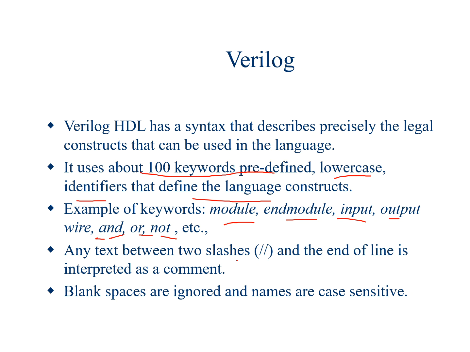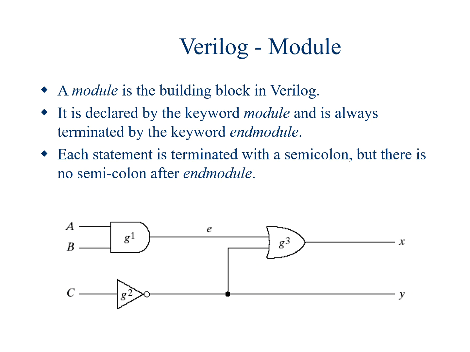Any text between two slashes and the end of the line is interpreted as a comment. Blank spaces are ignored and names are case sensitive. If you consider the Verilog module, a module is a building block in Verilog. It is declared by the keyword module and is always terminated by the keyword endmodule. Each statement is terminated with a semicolon, but there is no semicolon after endmodule.